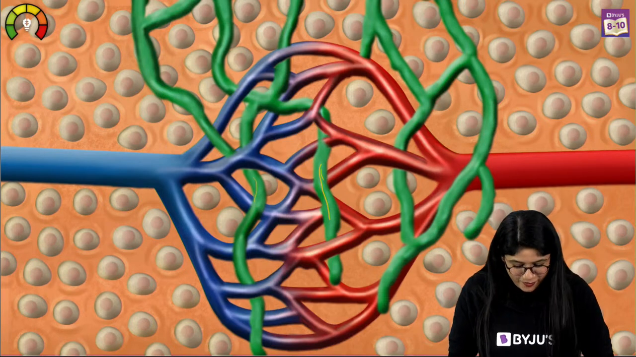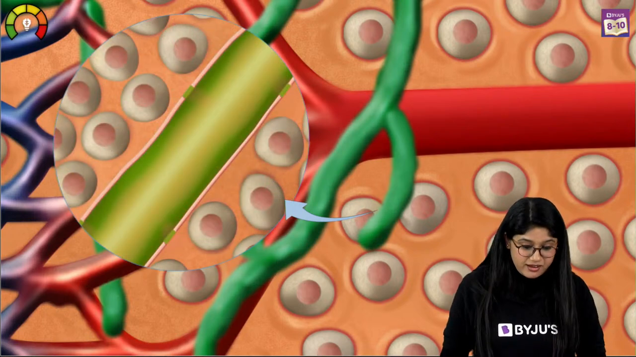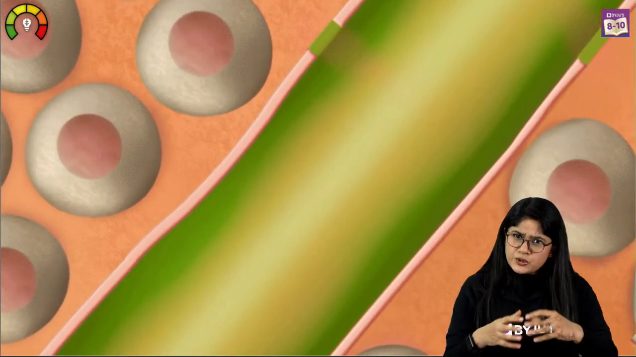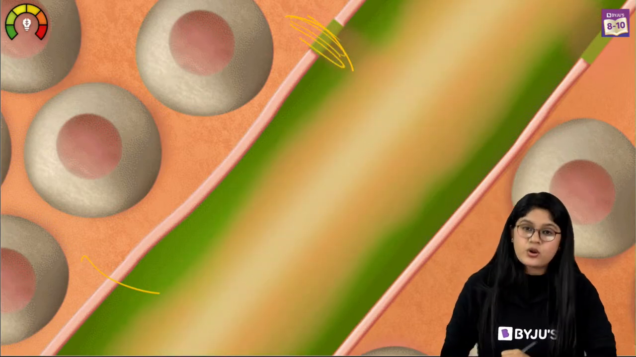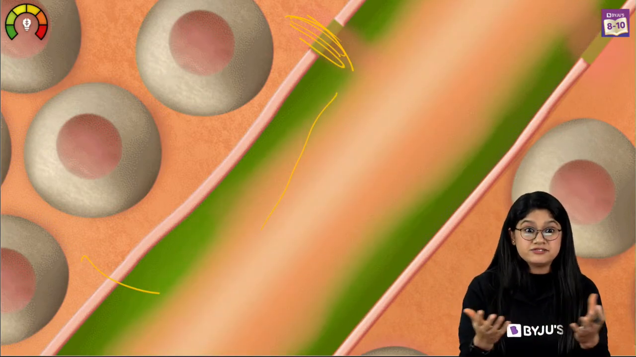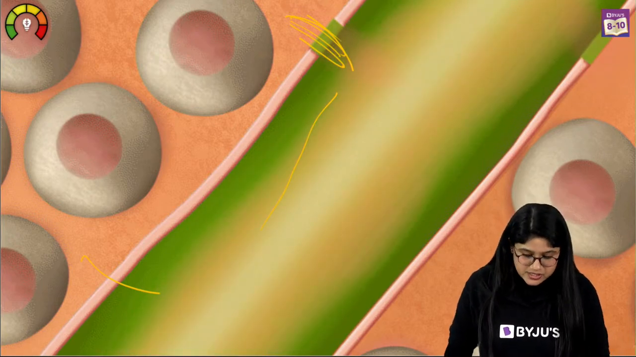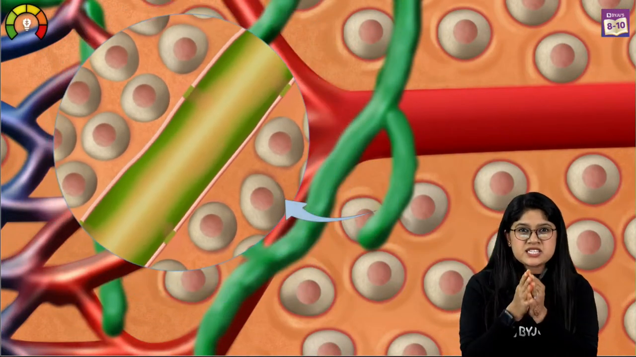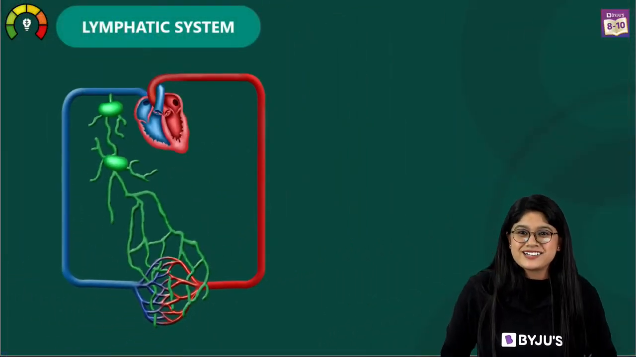Now what happens over there? Let's see. If we look closely over here, we'll be able to see that the fluid that actually moves out, the excess fluid, will be entering again, right? See over here? And this is called lymph. Easy. Now this lymph will be forming an amazing system, and that system is the lymphatic system.